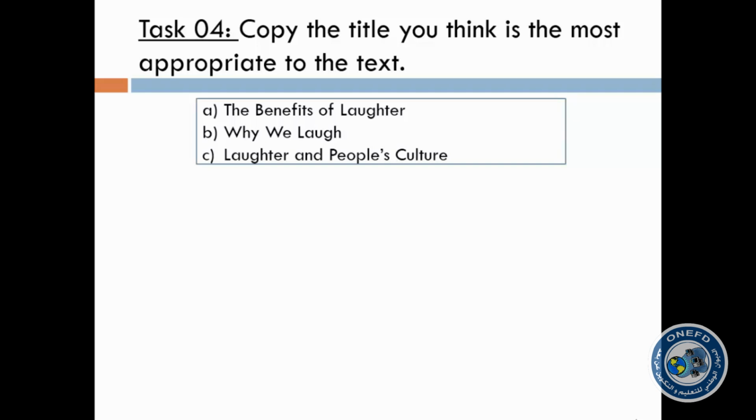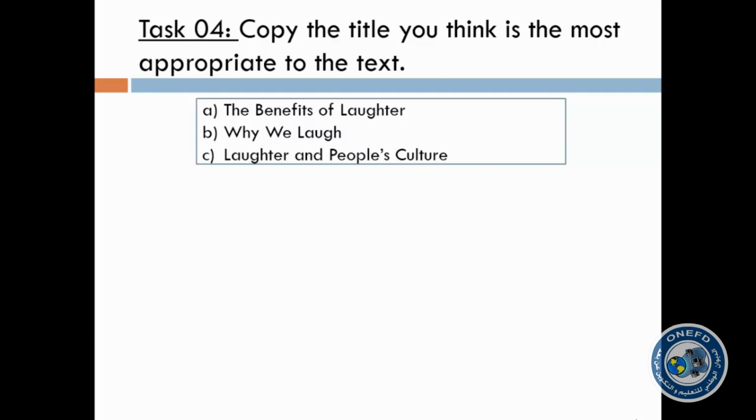Task 4. Copy the title you think is the most appropriate to the text. So you have 3 choices, and you need to choose the right one, which would be the most appropriate title for the text. A, the benefits of laughter. Or B, why we laugh? Or C, laughter and people's culture.